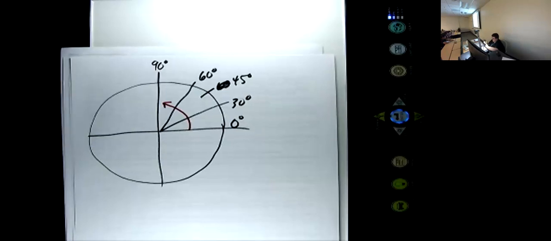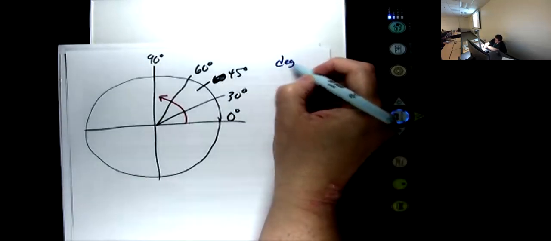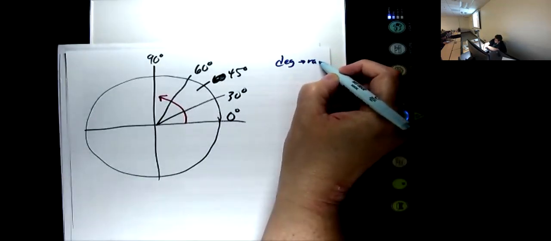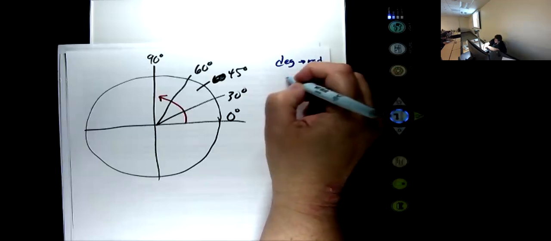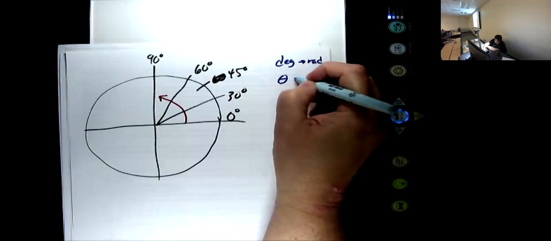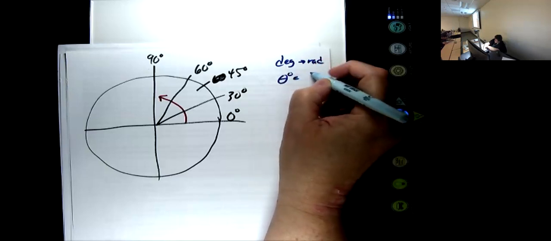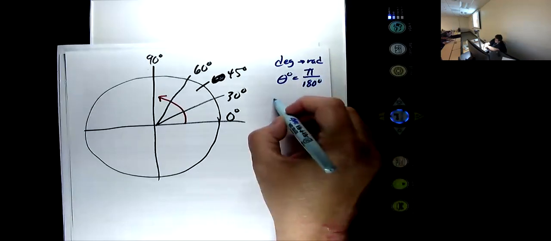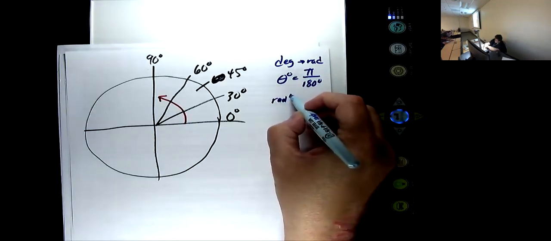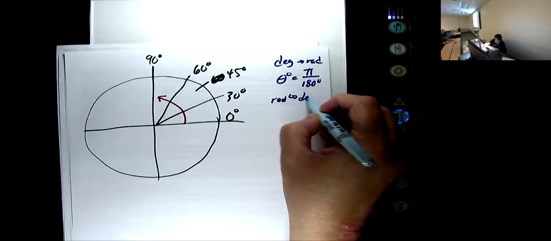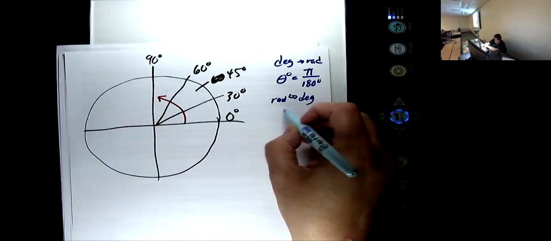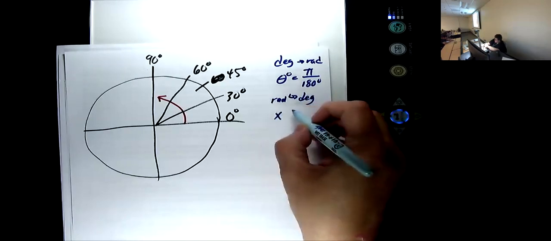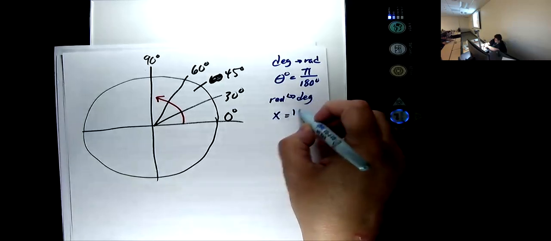The radian equivalent: to go from degrees to radians, you have whatever your angle is, theta degrees, and you multiply by pi over 180. And to go the other way, radians to degrees, you have your radians, I'll call it x, and multiply by 180 degrees over pi.